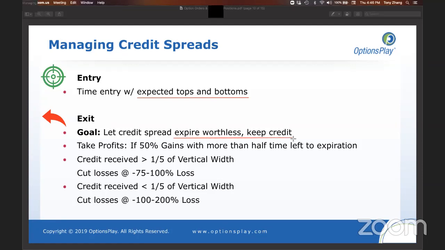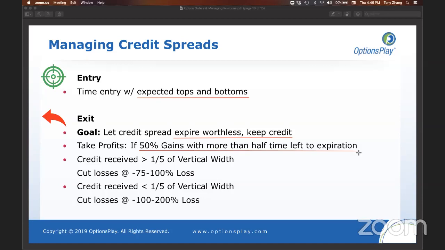But we do find that many times, if you are timing your credit spreads well, you will make more than 50% gains with more than half the time left to expiration. And that's one of the times when you want to take profit early, is when you've reached 50% gains and you still have more than half the amount of time left to expiration.